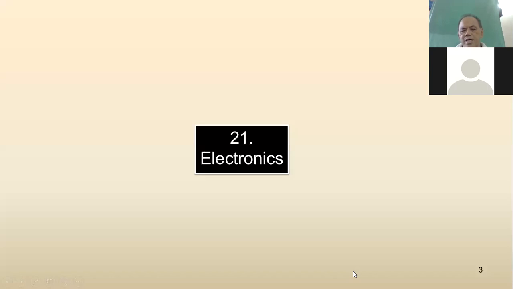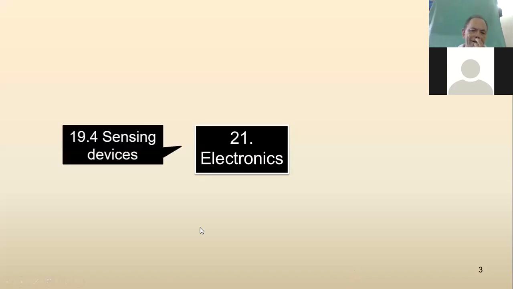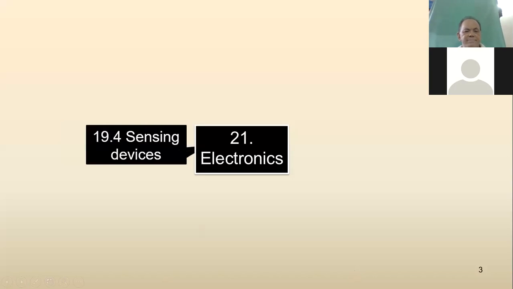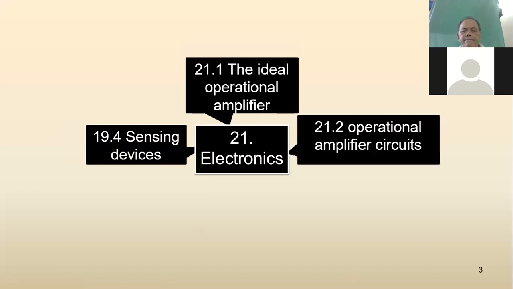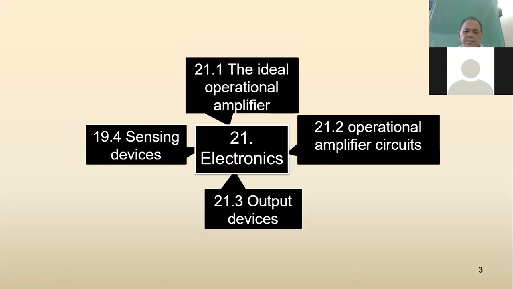Our topic for today is topic 21, electronics, from the CAIE syllabus. Follow the syllabus directly. What are the things we are going to cover? From topic 19.4, sensing devices. From 21.1, we are going to look at the ideal operational amplifier. And 21.2, operational amplifier circuits. 21.3, output devices.